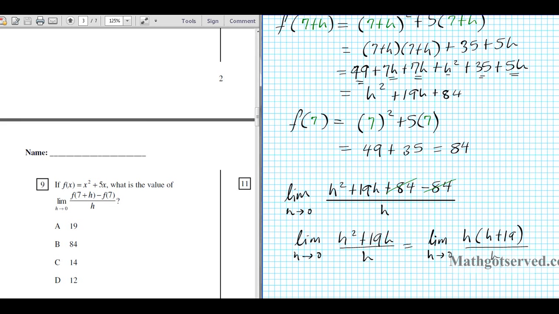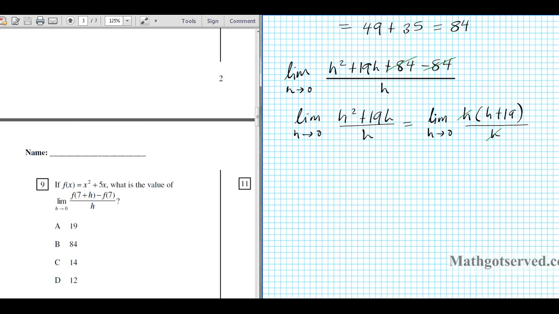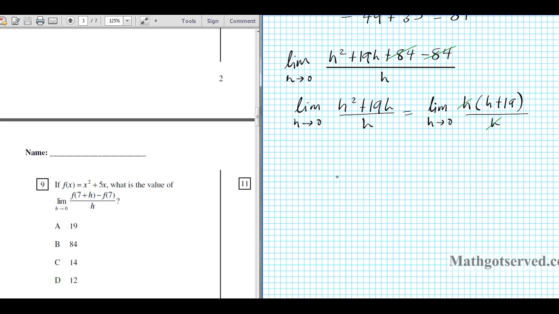Okay, I can divide these two h's, and then you're going to have the limit as h approaches 0 of h plus 19. So we're going to plug in 0 into this expression. We have 0 plus 19, and our final answer is 19, and that's option letter A. Okay, so there you have it.